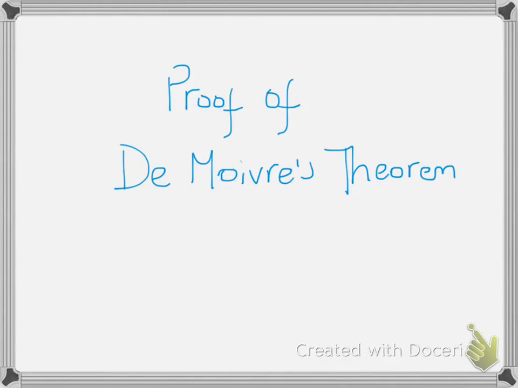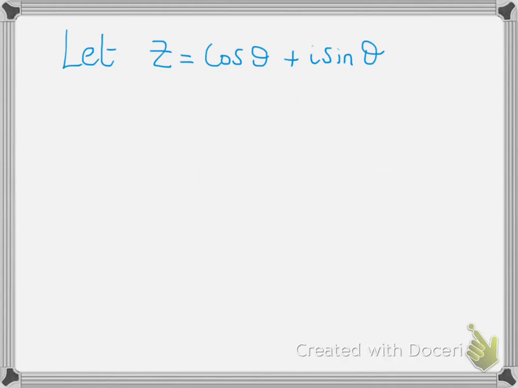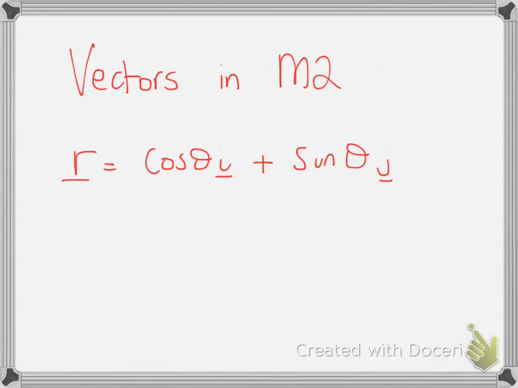Proof of de Moivre's theorem. Well, let's start with let z equal cos theta plus i sine theta. And we're going to look at differentiating a complex number. But let's first of all look at vectors. Now you must remember vectors from M2.